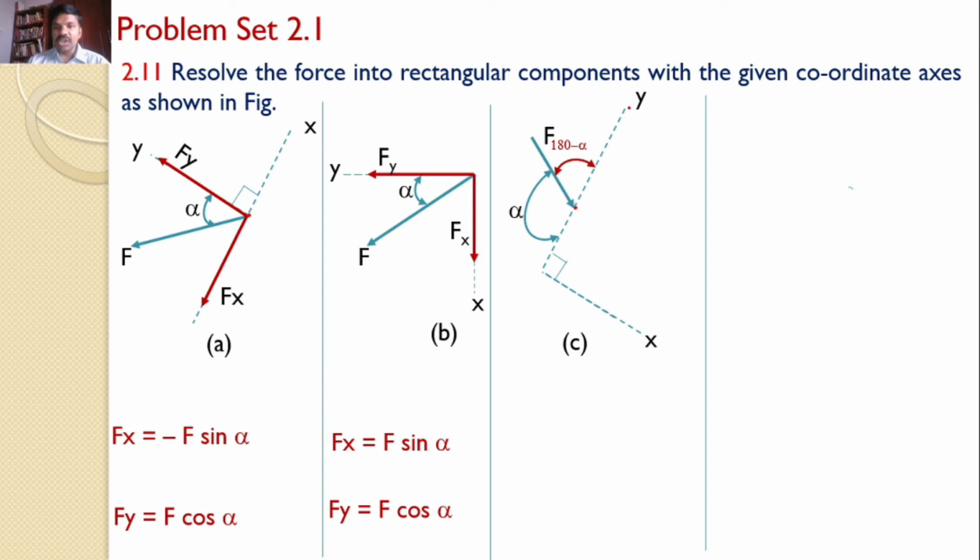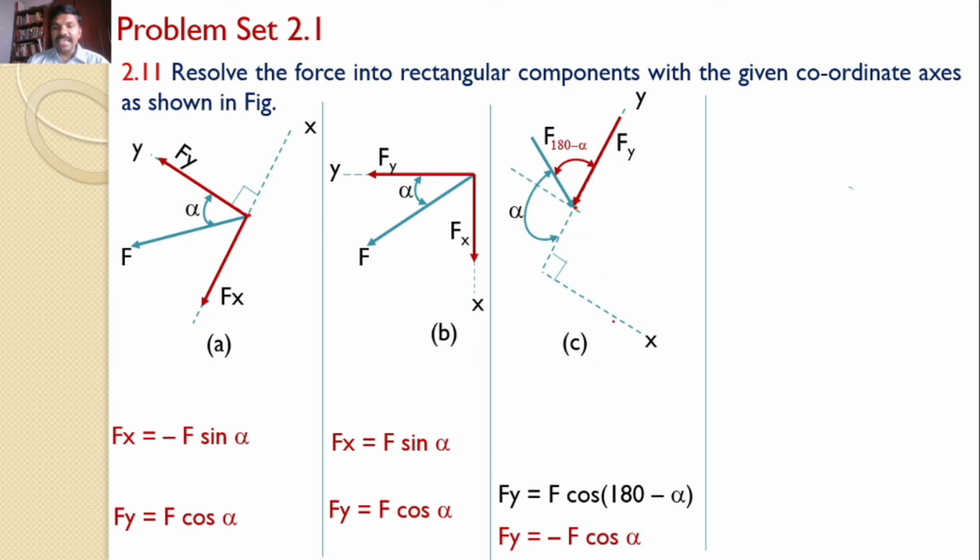What is my y-axis now? This is my y-axis. So the component of the force Fy is convergent, because F is convergent, the component of the force Fy is convergent. So Fy is equal to F into cos of 180 minus alpha, and this is minus F cos alpha.